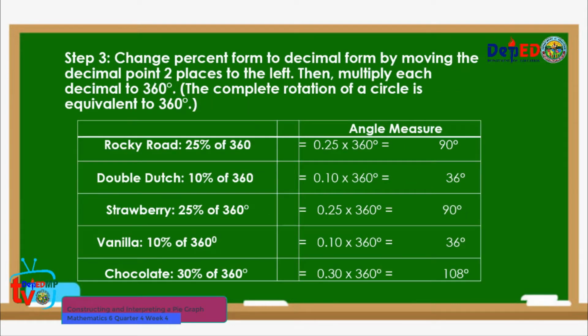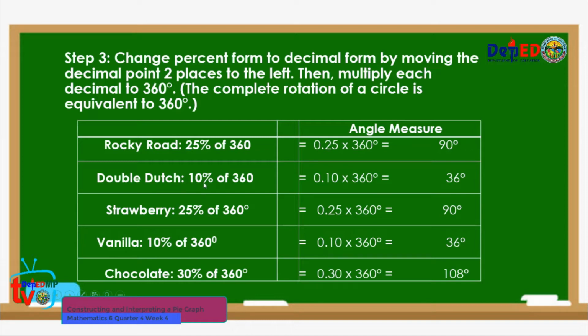Step 3. Change percent form to decimal form by moving the decimal point 2 places to the left. Then multiply each decimal to 360 degrees. The complete rotation of a circle is equivalent to 360 degrees. So Rocky Road has 25% of 360 degrees. Change this 25% to decimals, and it becomes 0.25. Multiply it to 360 degrees, and that is equals to 90 degrees.